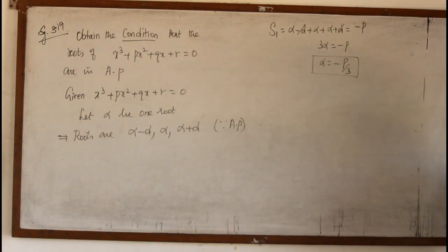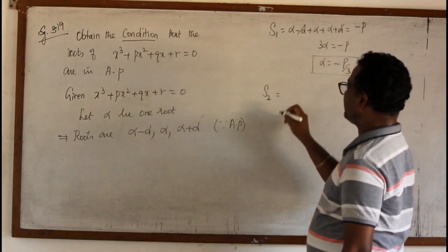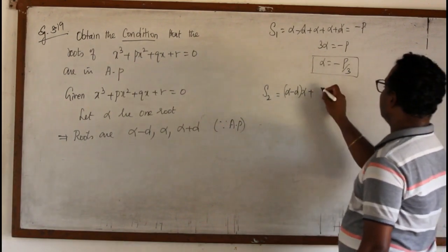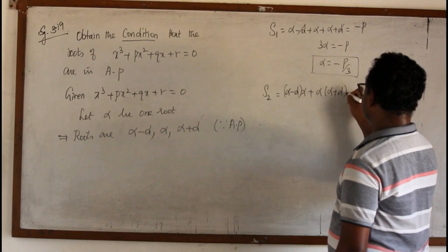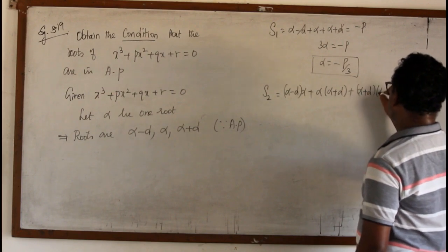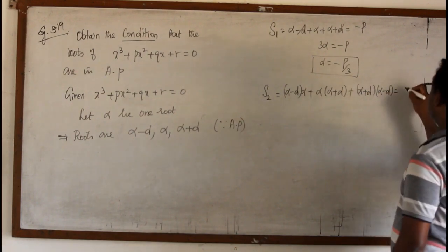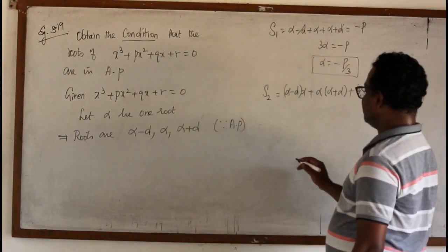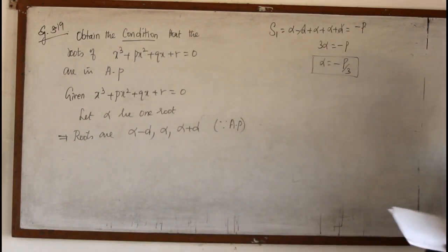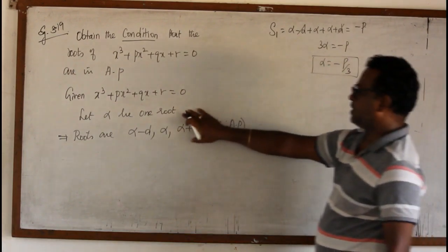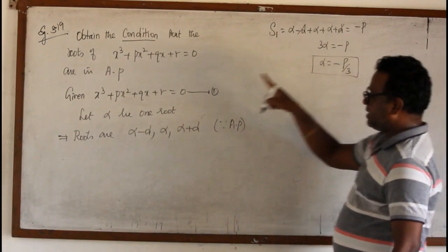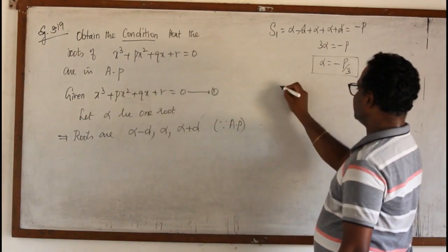Now S2 gives me alpha minus d into alpha plus alpha into alpha plus d plus alpha plus d into alpha minus d, that is plus q. We shall see that afterwards. R, I am not using this. So now alpha is a root and the alpha value is this, so instead of x I can substitute alpha, since alpha is a root.